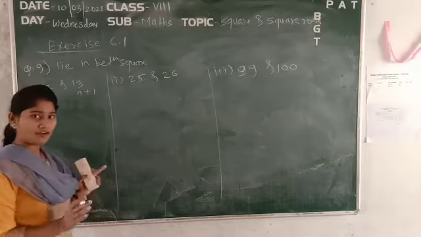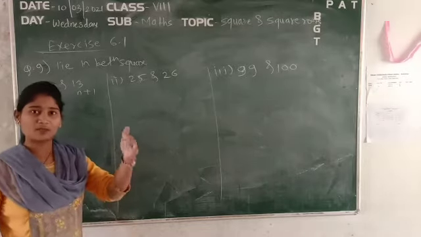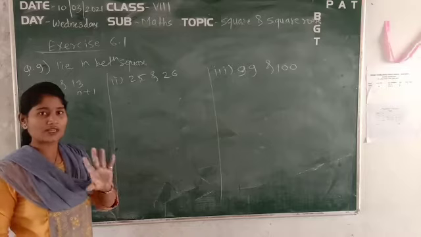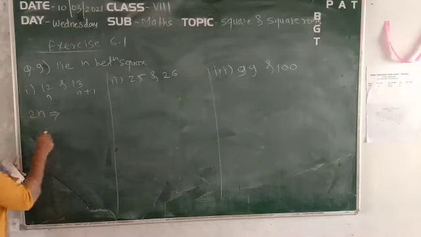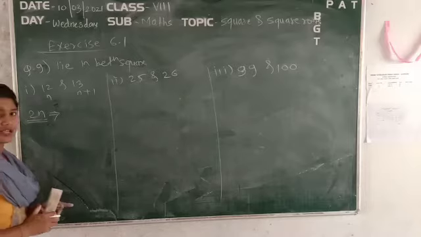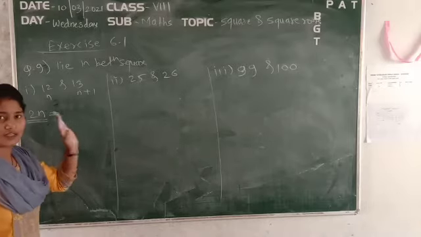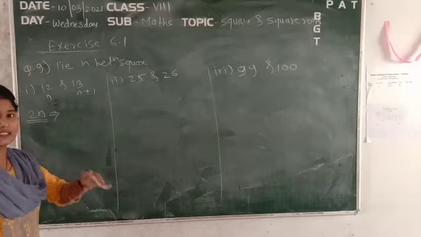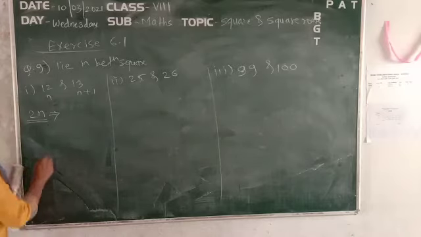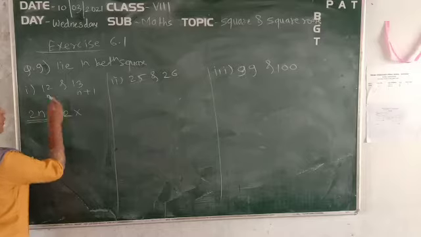Then, if you have to find the non-square numbers between the squares of numbers, how will it be? You have the formula, that is 2n. Simply by writing 2 into n, you can find out how many numbers are there between these square numbers.